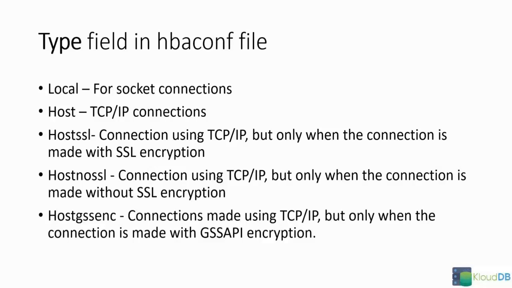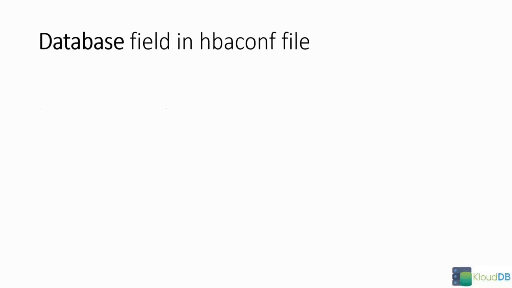Connections made using TCP/IP, but only when the connection is made with this kind of encryption. There are several types of values, and each has a different meaning. So with that being said, let us explore the database field in the config file. When you specify all in the database field, it means all databases, right? You are considering all databases in that record.